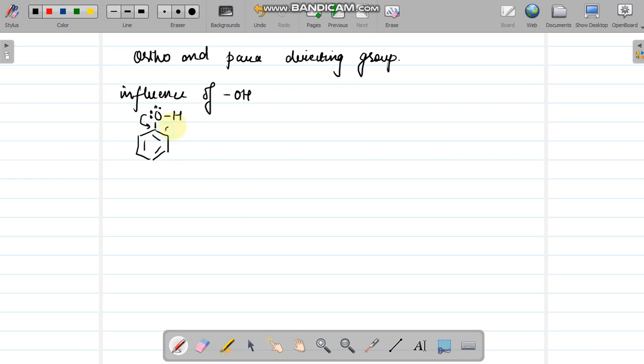This bond will come over here. So, another resonating structure will be what? The double bond will come over here. OH will have a lone pair. Oxygen will have the positive charge. The lone pair will come over here with the negative charge. The bonds will be here.